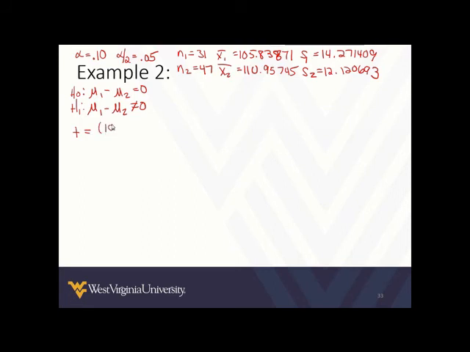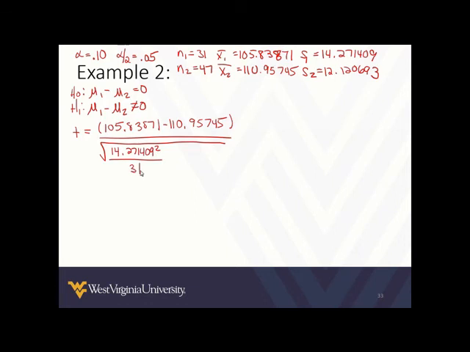And so this will be 105.83871 minus 110.95745, all over the square root of 14.271409 squared over 31. Do pay attention whether or not you're given sample standard deviation and sample variance. You do not want to make a, I don't want to say silly mistake, but a pretty easy to make mistake that will result in incorrect statistics.